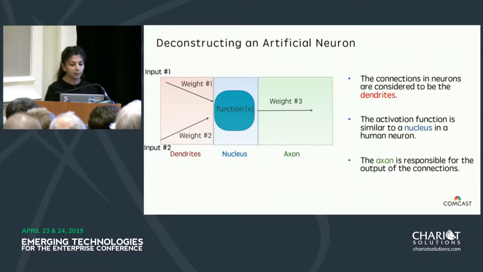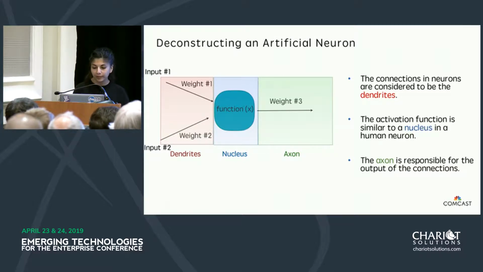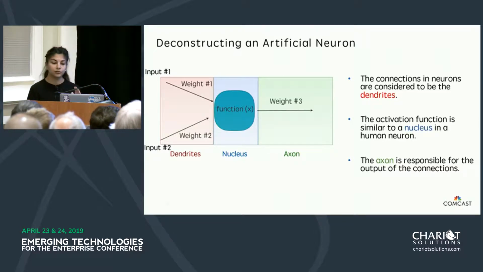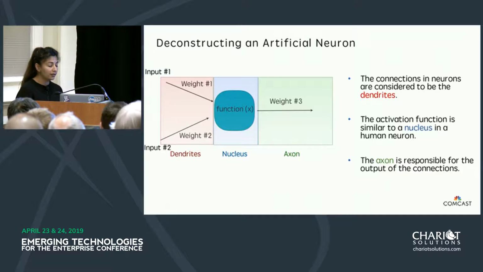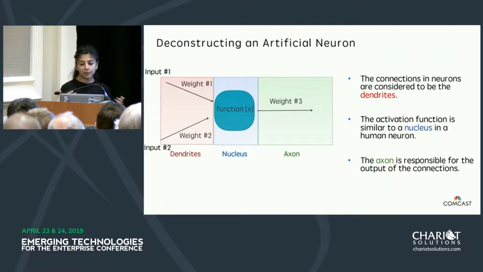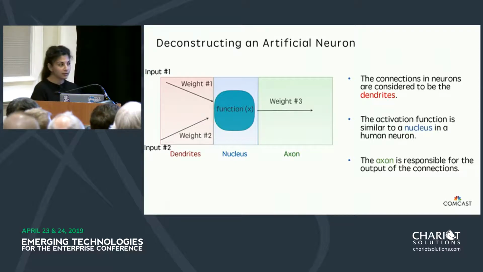All right, so breaking it up a little bit more and making it sound even more basic, the connections in neurons are considered to be the dendrites. The activation function is similar to the nucleus in the human nerve cell. And then the axon is responsible for the output of the connections. So kind of similar to a nerve cell, kind of not, as we keep getting more detailed about this.